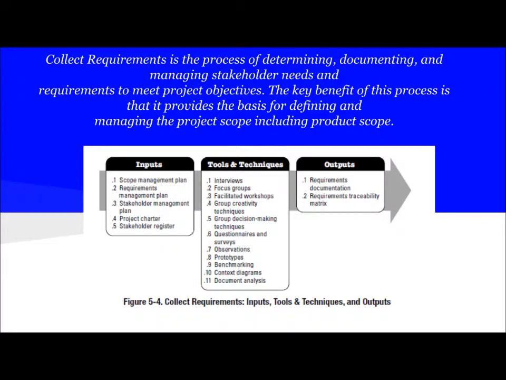The key benefit of this process is that it provides the basis for defining and managing the project scope, including product scope. So the inputs involved for the collect requirement process are scope management plan, requirement management plan, stakeholder management plan, project charter, stakeholder register.